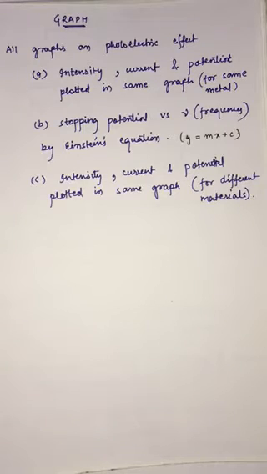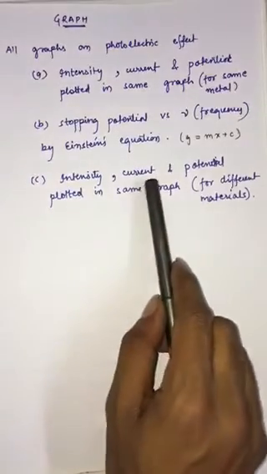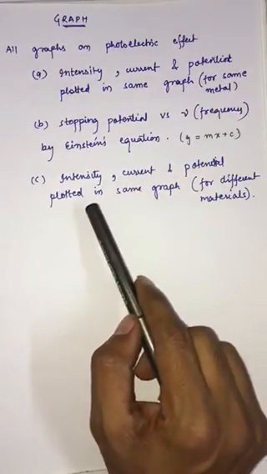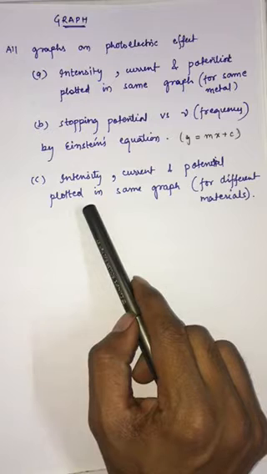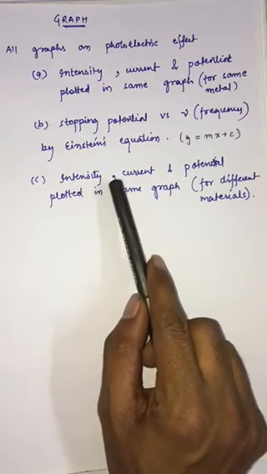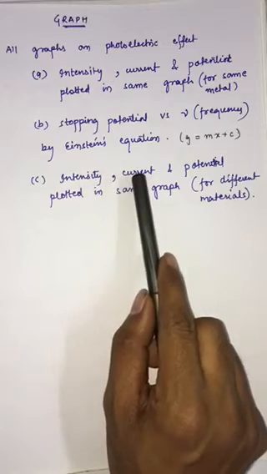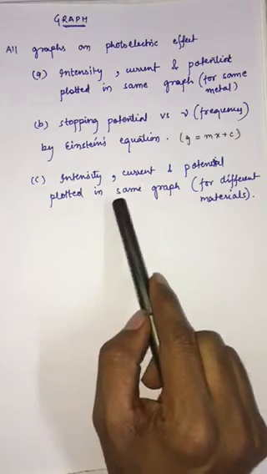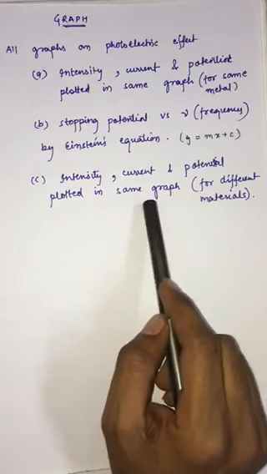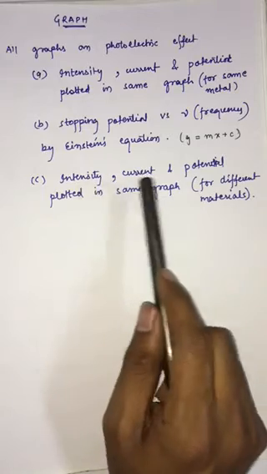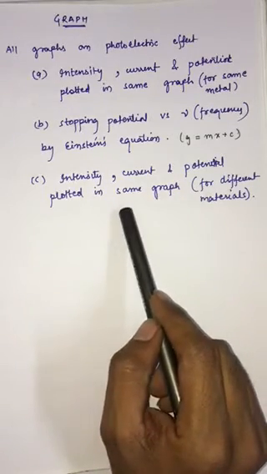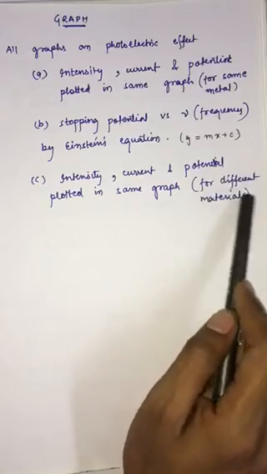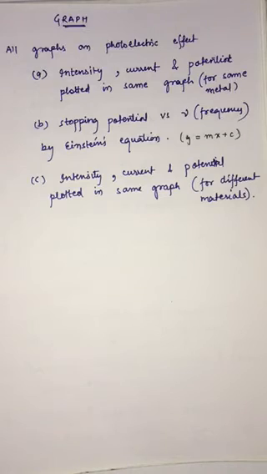The third graph is current versus potential. The graph is again for the same intensity of light, plotting potential and current against each other, but for different materials. So there will be three different materials and the intensity of light will be the same, the frequency of the light would be different, or you can say that for different materials the main thing which is different is the threshold frequency or the threshold energy.